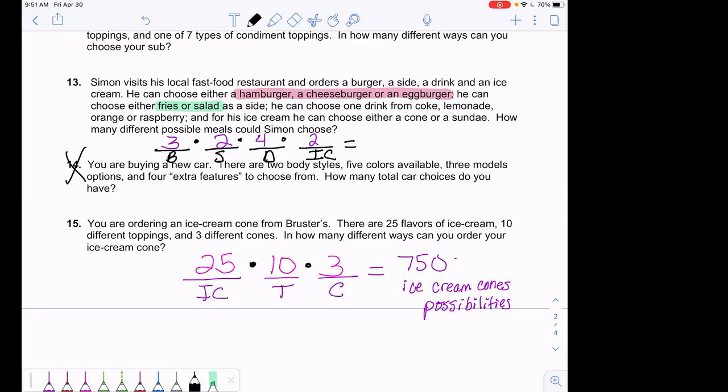Haley, if you multiply those together, 3 times 2 times 4 times 2, do you know what you get? You said 72? I think it's a little less. Did you have another number in there? Or a different number? So 3 times 2 times 4 times 2. There you go. Gotcha. So 48 possible meals.